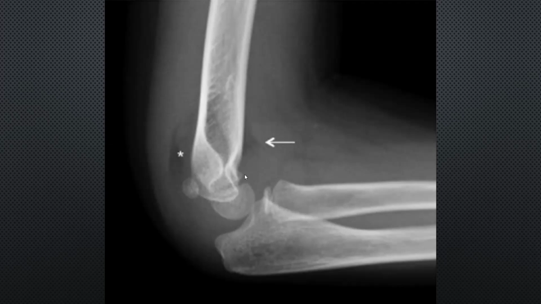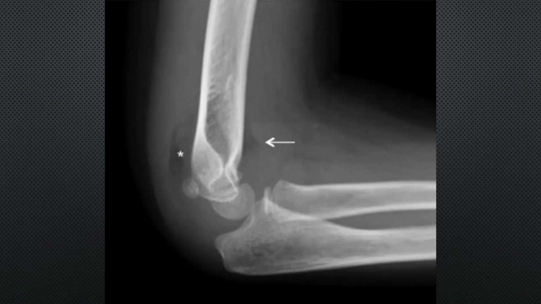Is this pediatric or adult? It's pediatric, because the radial head is not united yet. Of course, you should confirm with age. Okay. And this, what is the fracture here? What is the type of fracture? Type 1 supracondylar fracture of the humerus. Excellent.